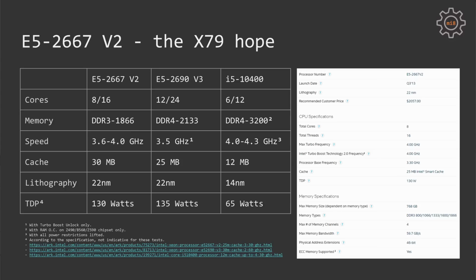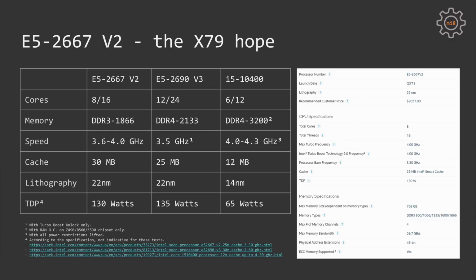Now I'm going to compare it with E5-2690 V3, which comes with 12 cores, 24 threads, DDR4-2133, 3.5 GHz on all 12 cores with the Turbo Boost unlock, 25 MB of cache, the same 22 nm tech process, and 135 watts according to the Intel specification.